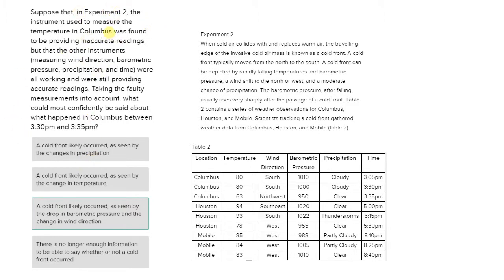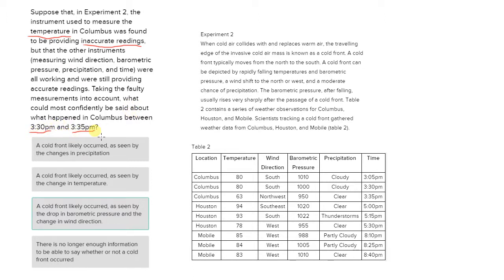So in this case, we're assuming that the instruments measuring temperature right here are providing inaccurate readings. But the other instruments measuring wind direction, pressure, precipitation, and time were all working and providing accurate readings. Taking the fact that the temperature could be inaccurate, what could we confidently say about what happened in Columbus between 3:30 p.m.